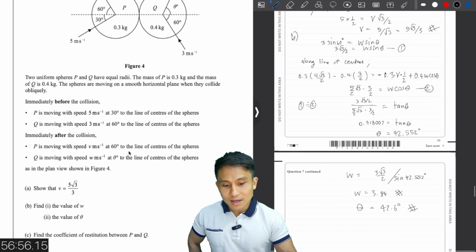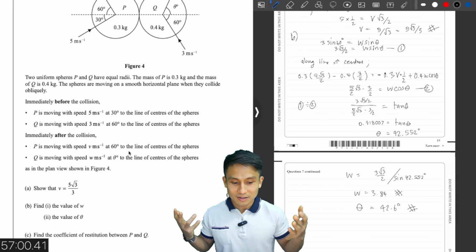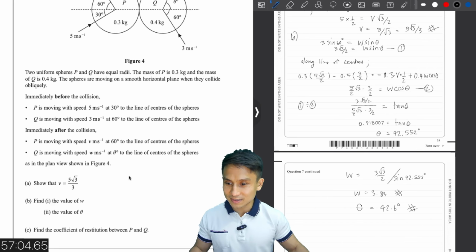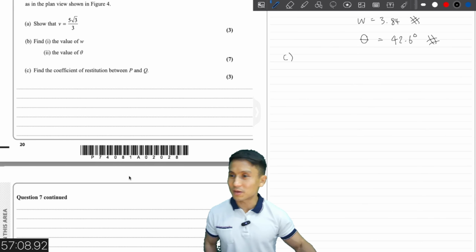I don't know, maybe there is some chance that I might have made an arithmetic mistake here, but that should be the right method, guys. I'm just going to go ahead and do C now. I will know when I mark the paper later on.